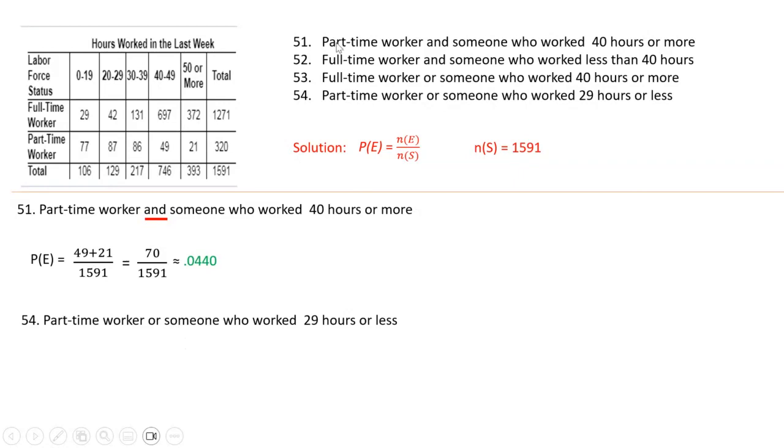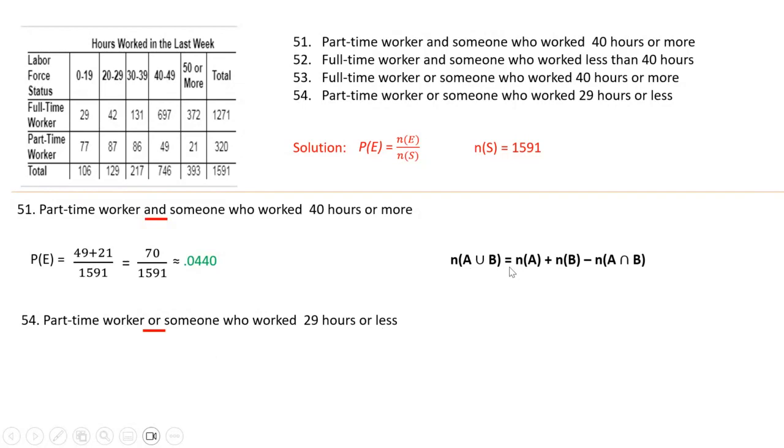There's another number 54. So I'm going to do one of each, right? So one with the "and" and one with the "or." So part-time worker or someone who worked 29 hours or less. So here the key word is "or." Remember that the "or" means union. Okay, so here we go.